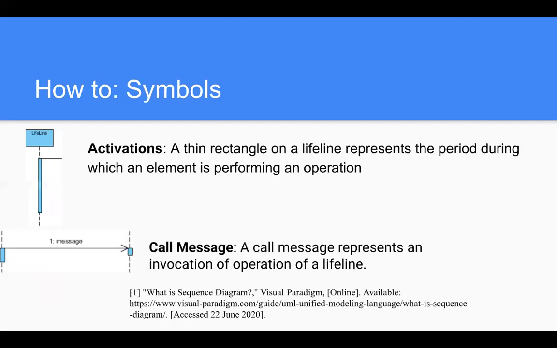With activations, an activation is just a thin rectangle on a lifeline. It represents the period during which an element is performing an operation. Usually the top and the bottom of the rectangle are aligned with the initiation and the completion time, respectively. And then next for a symbol, we have the call message.